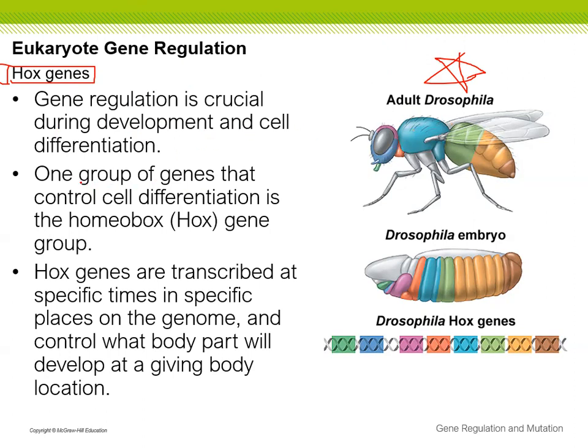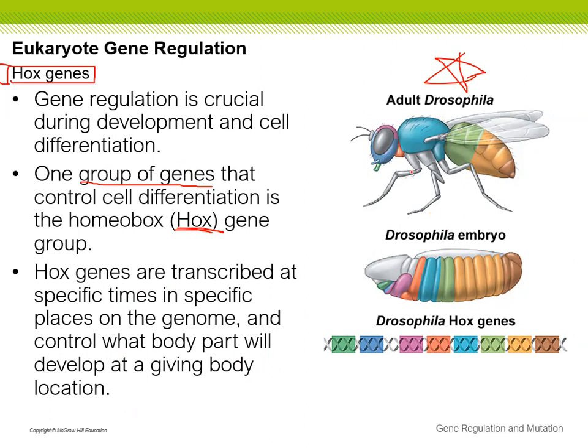The big thing here is that we have groups of genes, and these control differentiation. How this works is something called a Hox gene. A Hox gene is a group of genes. These will transcribe at certain times on the genome, and they'll control what body part will develop at a given body location. So these are timed ones. They're on a timer.